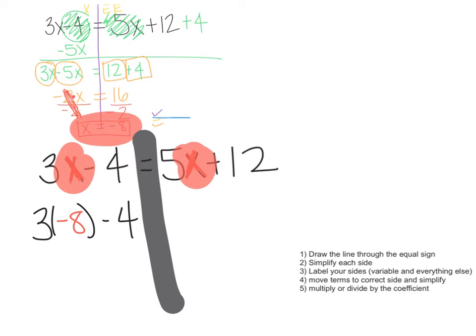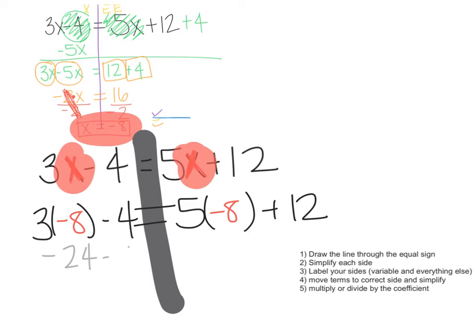So 3 times negative 8 minus 4 equals 5, and again, instead of x, I'm going to put in a negative 8 on the right, plus 12. Well, 3 times negative 8 is negative 24. So negative 24 minus 4 should be the same thing as 5 times negative 8, which is negative 40 plus 12. Well, negative 24 minus 4 is negative 28. So I have negative 28 on the left, and negative 40 plus 12 is also negative 28.